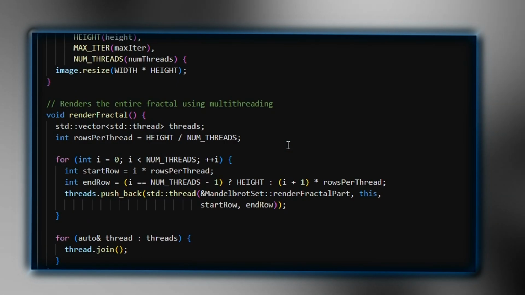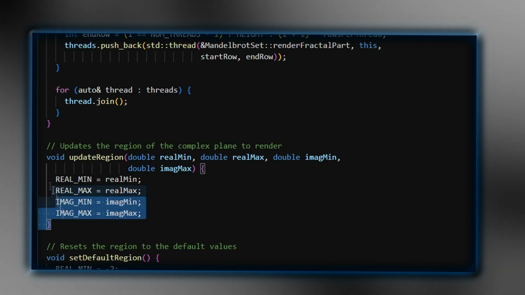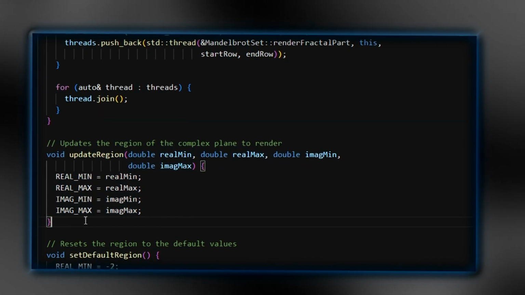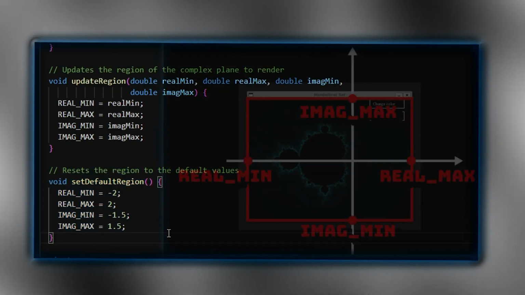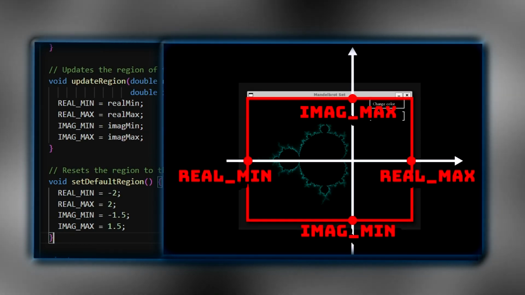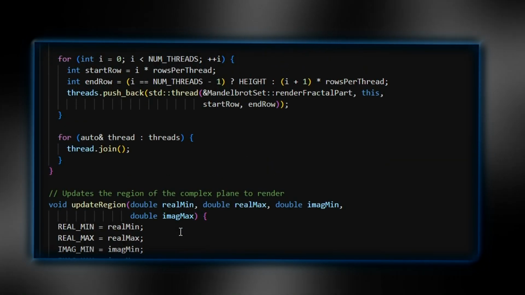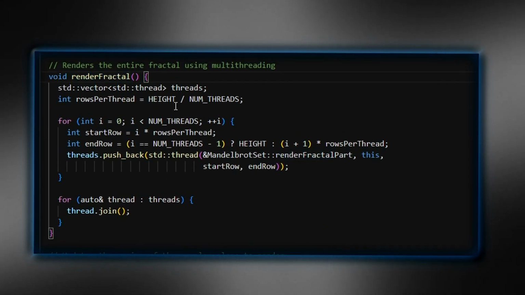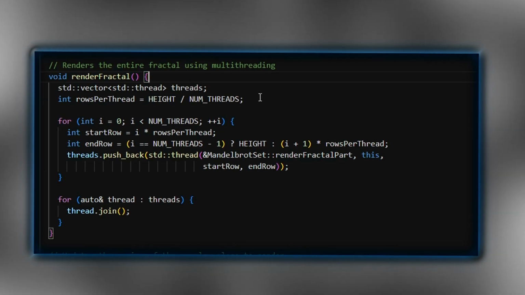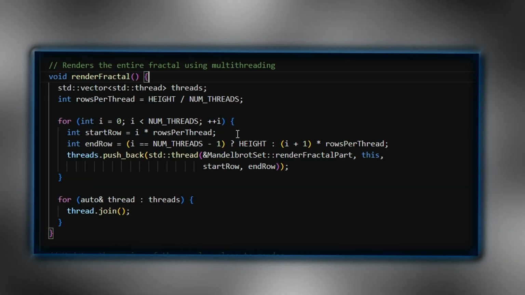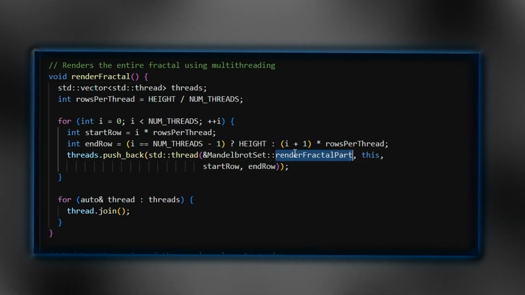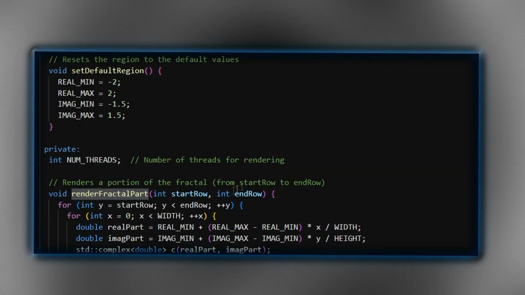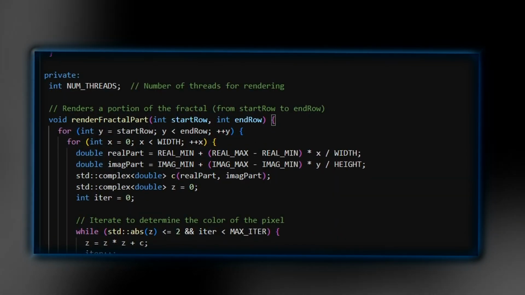I added 2 methods. The first one is updateRegime, which simply updates the region of the plane to show. The second one, setDefaultRegime, sets the region to the default value. It's the state where you can see the whole fractal. Also, I changed the function renderFractal a little bit. In the last video, I mentioned that you can apply multi-threading. This is what I did. Now this function creates many threads, and each thread renders only part of the fractal using the function renderFractalPart. That's all you need to know about this file. Let's have a look at the main.cpp file.